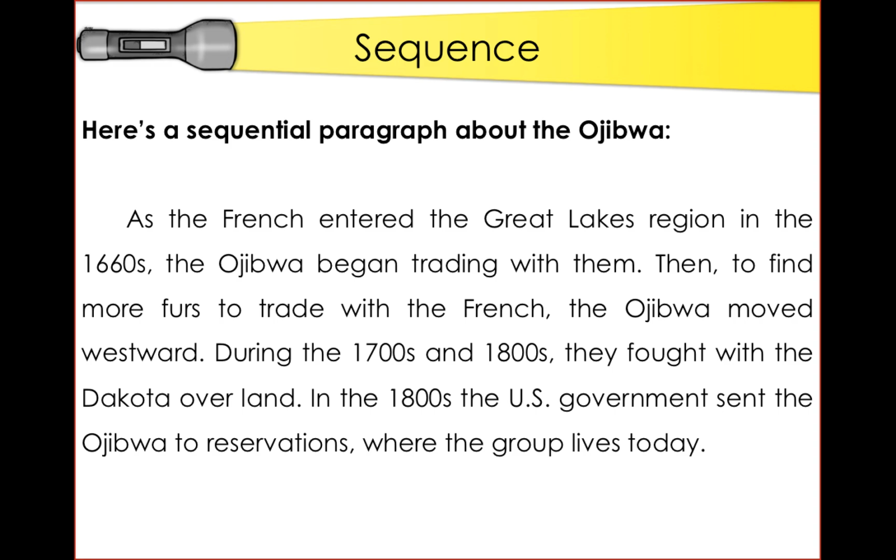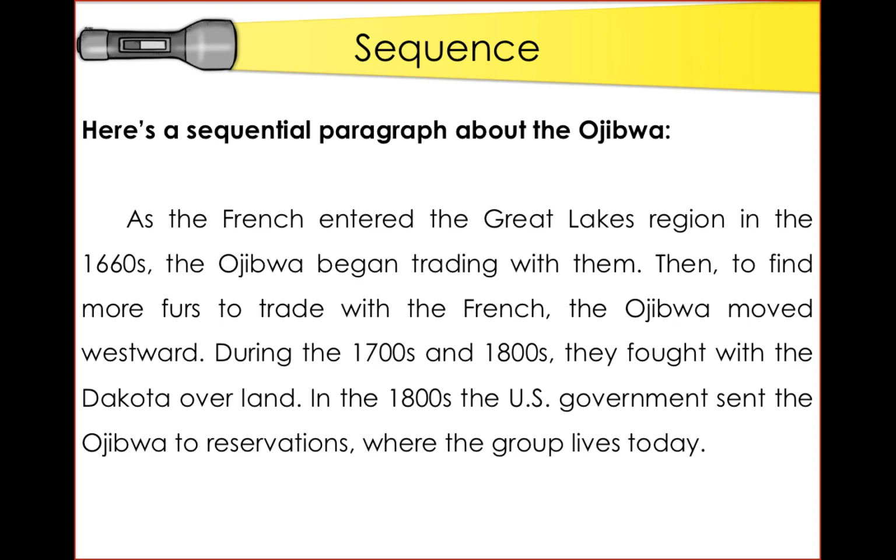So here's a sequential paragraph about Ojibwa, which is an informational text. As the French entered the Great Lakes region in the 1660s, the Ojibwa began trading with them. Then, to find more furs to trade with the French, the Ojibwa moved westward. During the 1700s and 1800s, they fought with the Dakota overland. In the 1800s, the U.S. government sent the Ojibwa to reservations where the group lives to date.